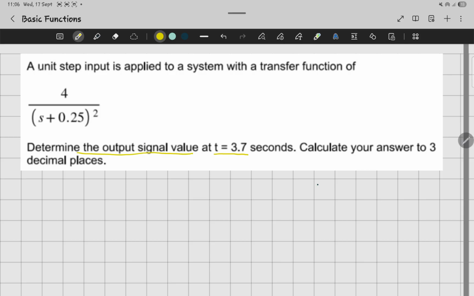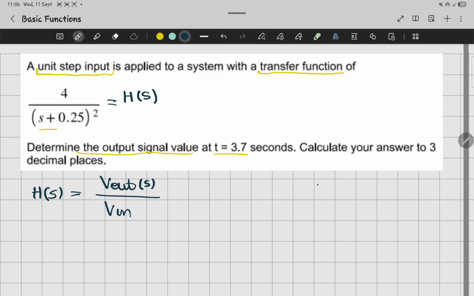We need to know that we have a unit step as our input, and then a transfer function. This is a transfer function. We know that the transfer function equals V out over V in.